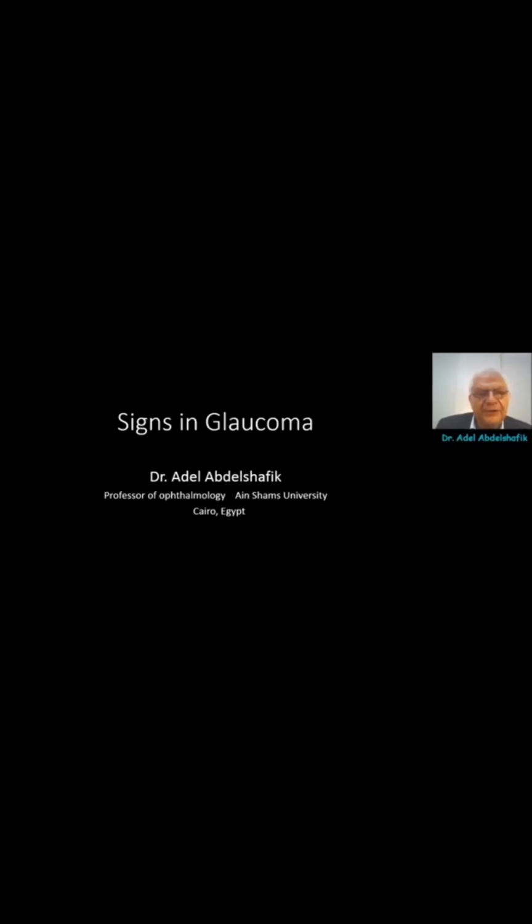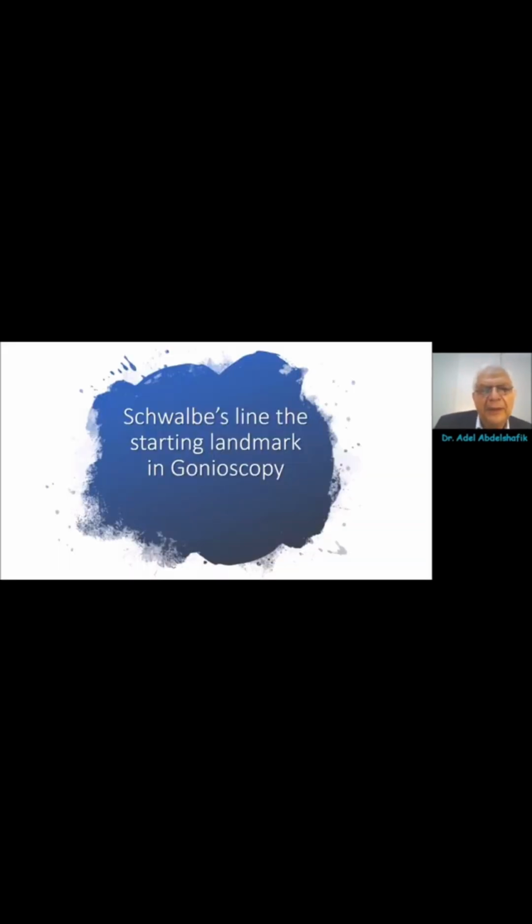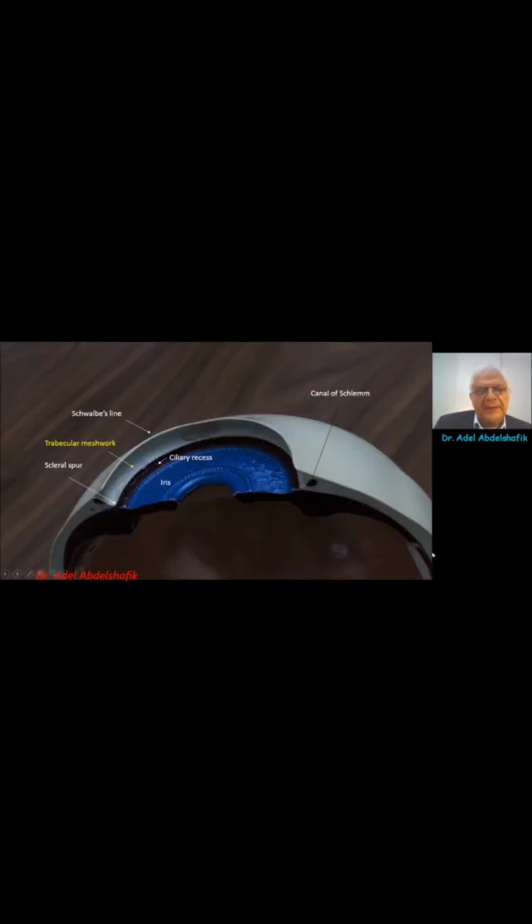This is the first video in this series of Science in Glaucoma. Schwalbe's line is the starting landmark when doing gonioscopy. In this photo of a model, this is the location of the Schwalbe's line.